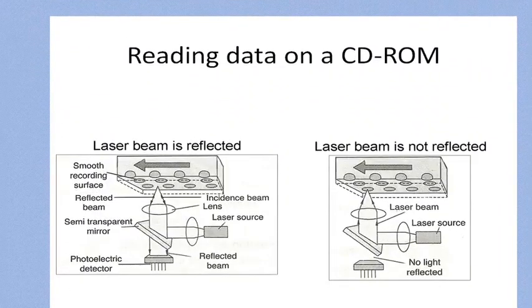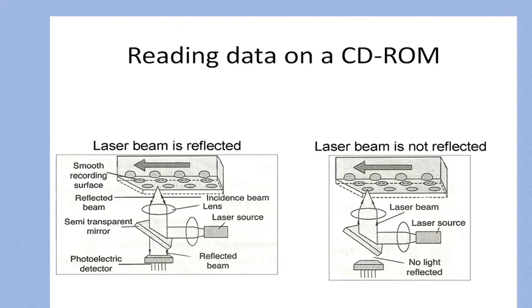Then, how does a CD write and read data? Remember, the process of writing a CD is commonly known as burning. If you look at the reading of data or data representation in optical media, a CD is an optical media. We talk of a laser beam. In diagram number 1, we have a smooth recording surface. Then we have very concentrated light, which we call a laser beam, that is reflected on the surface.